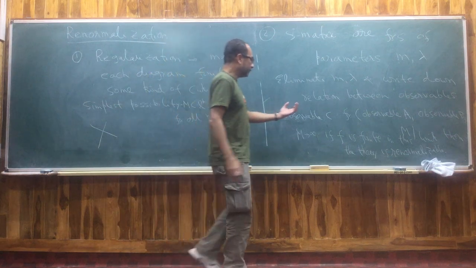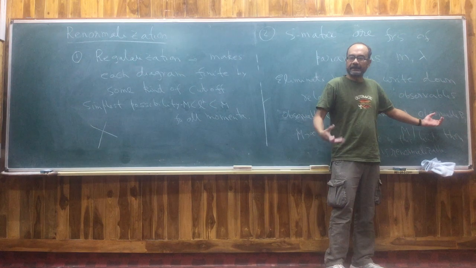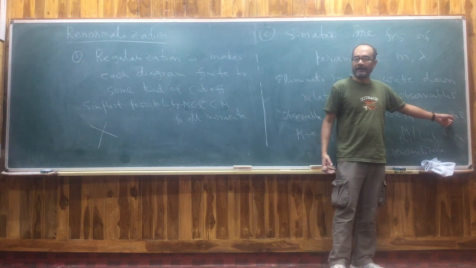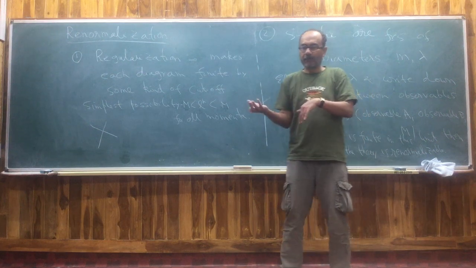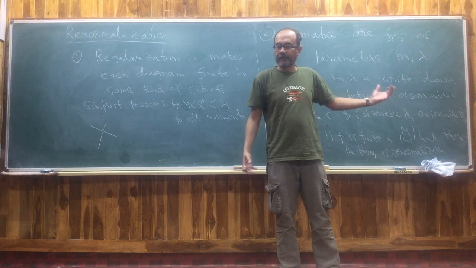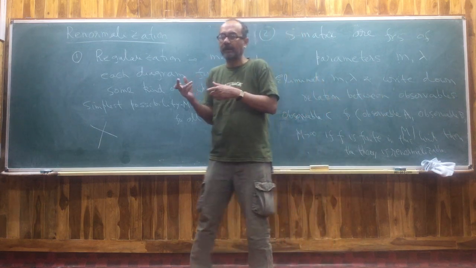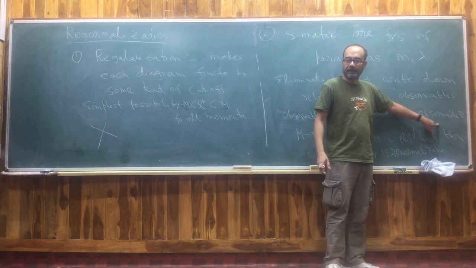Theory gives you the observable C as a function of observable A and observable B. As far as the theory is concerned, these are independent quantities now, because previously these were given as functions of small m and small lambda. But those small m and small lambda have now been eliminated in terms of these. So instead of thinking of small m and small lambda as independent quantities, we think of A and B as independent quantities as far as the theory is concerned.